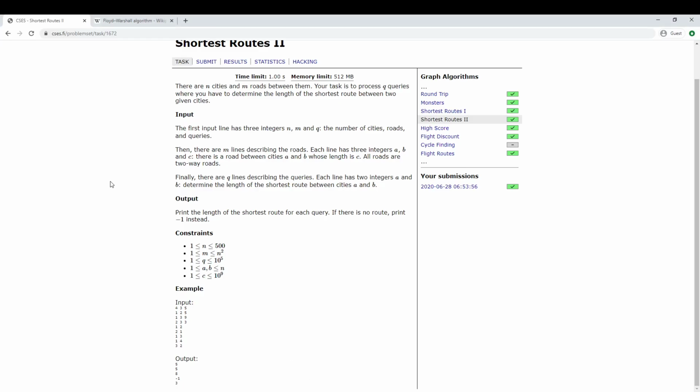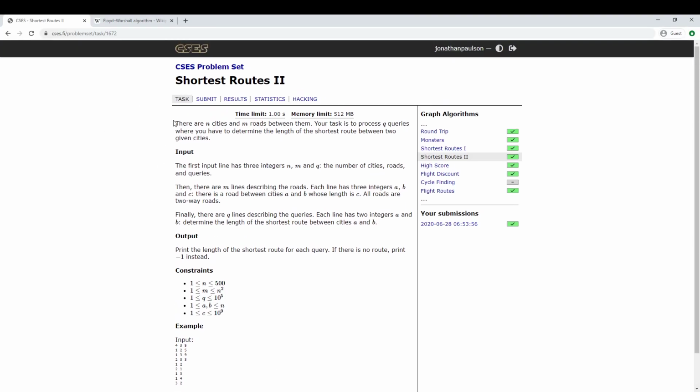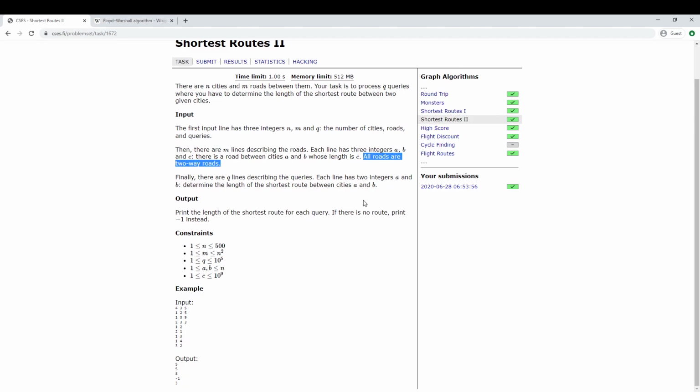All right, let's take a look at another CSES graph problem, Shortest Routes 2. So what's going on here? We have a graph with n vertices and m edges, and we're going to get q pairs of vertices, and we're supposed to give the shortest path between them. And the edges have weights, and it's a bidirectional, undirected graph.